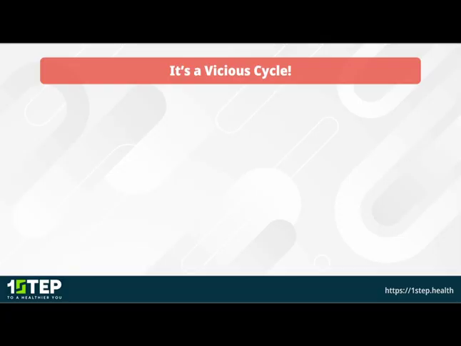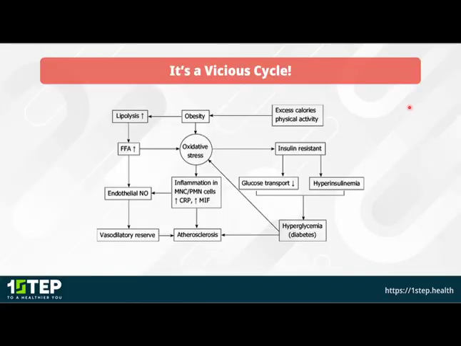In this slide, I will try and explain to you how these factors influence each other and form a vicious cycle. I will use OS and IR as the short forms for oxidative stress and insulin resistance respectively. If you consume more calories than you burn, it will lead to weight gain and eventually obesity. That increases OS. Obesity increases lipolysis, which increases the concentration of FFAs, short for free fatty acids. That increases OS as well.